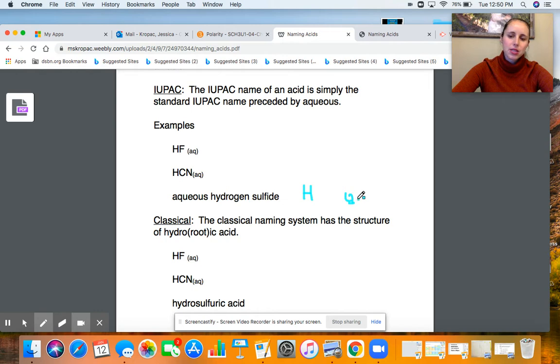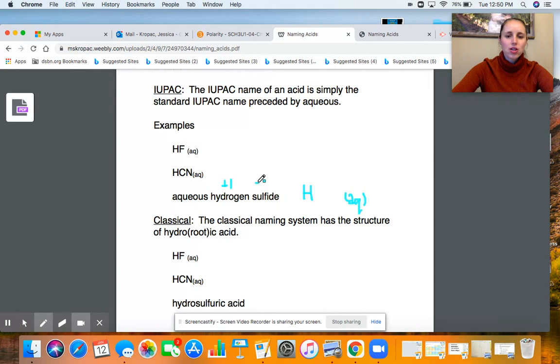And now I'm going to proceed just like I would with a regular binary compound. If I was writing the chemical formula for hydrogen sulfide, anytime I've got a hydrogen first, it acts like an ionic compound. So I have to consider charges. Hydrogen has a charge of +1.